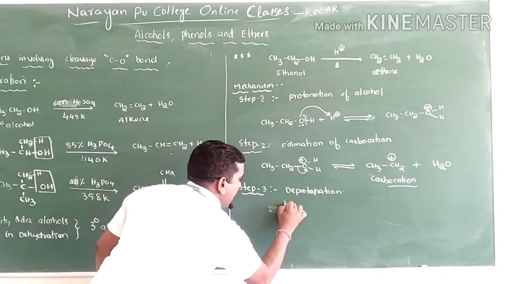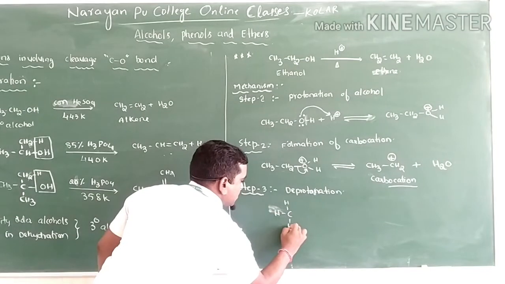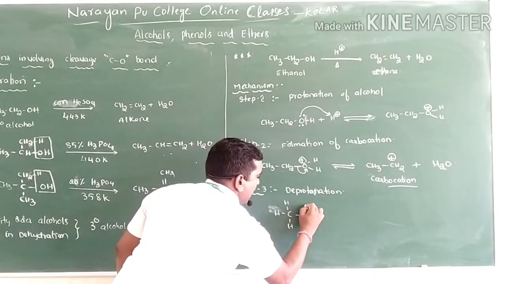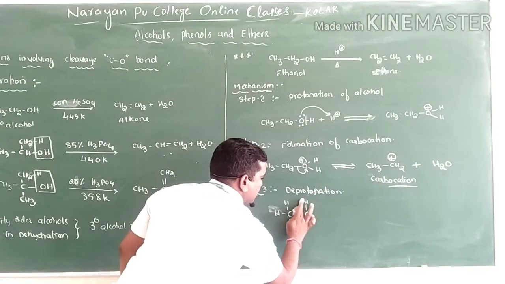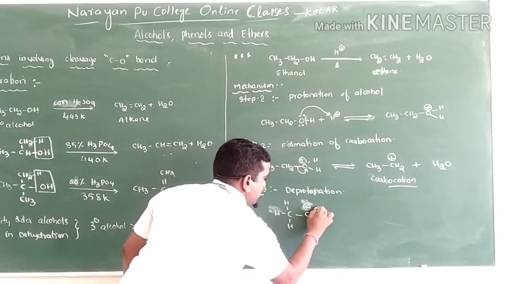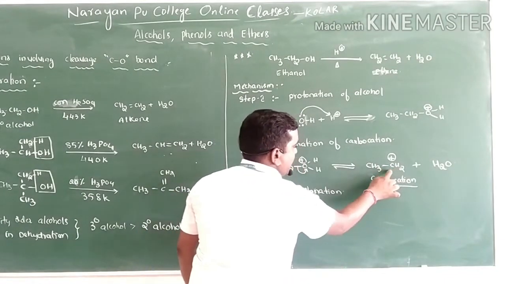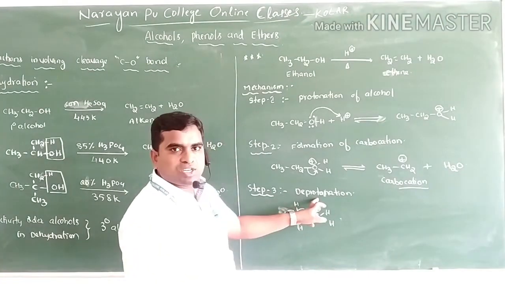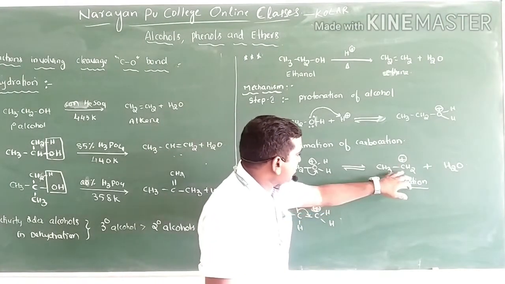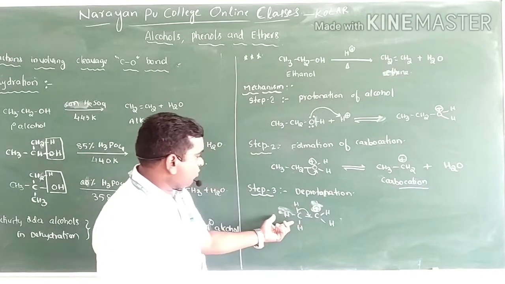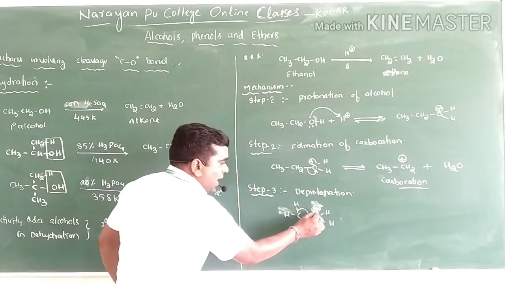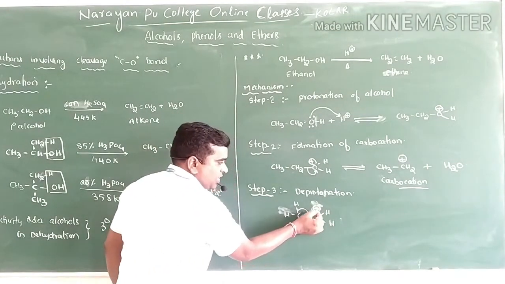CH and here H, and I am writing the same, and H and positive charge. I will write here positive charge and H and H. I am only writing the same thing. So the third step is deprotonation. I have written the carbocation here in the form of hydrogens, so carbon is having the positive charge.